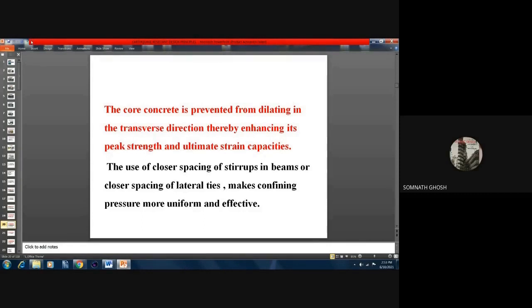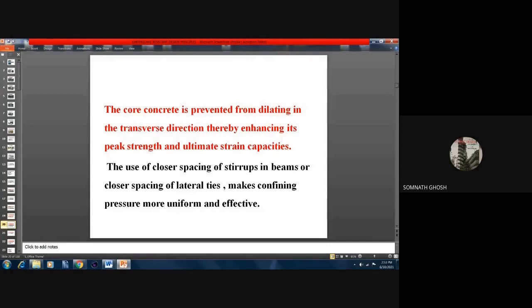How can we do it? You can just provide stirrups very closely. Use of closer stirrups in beams or closer spacing of lateral ties makes confining pressure more uniform and effective. And the dilation is prevented.